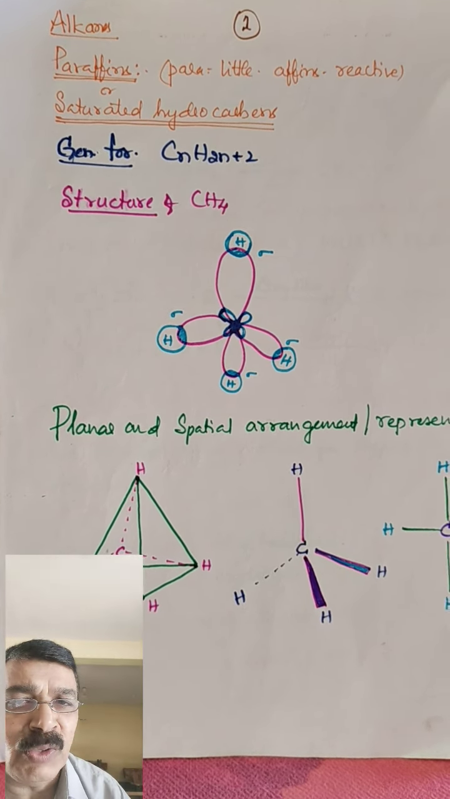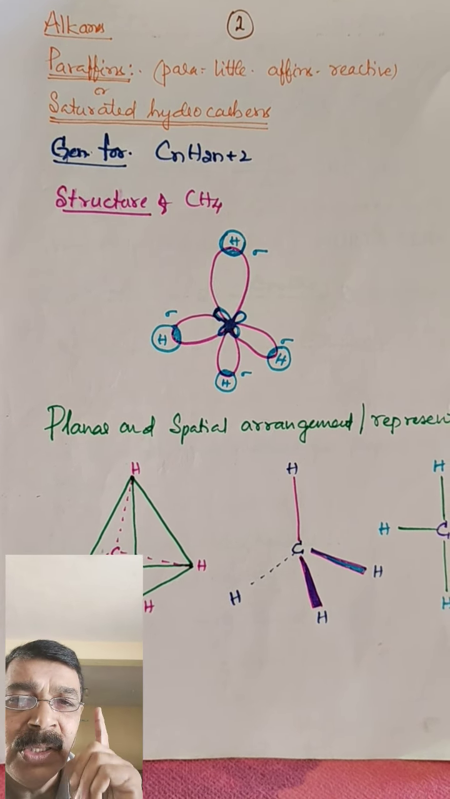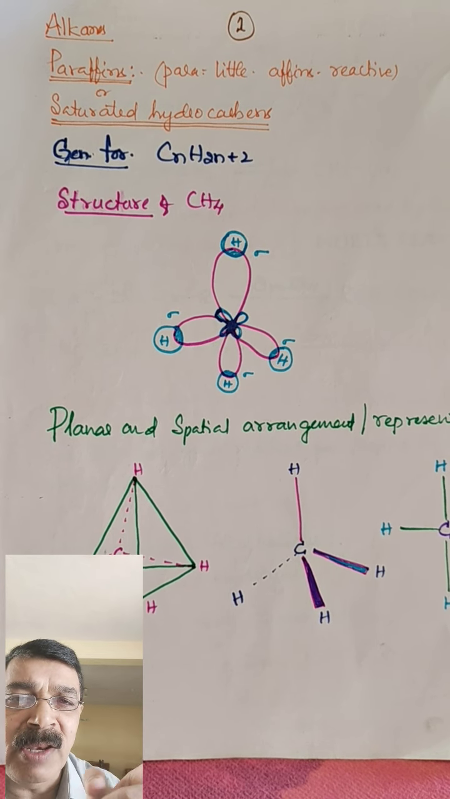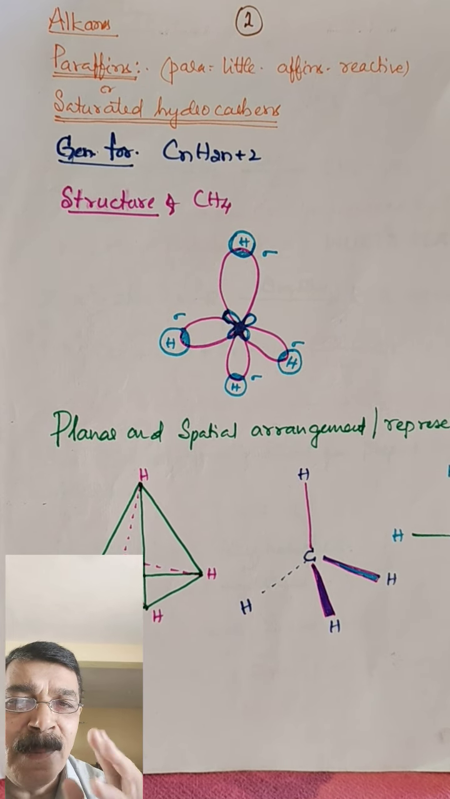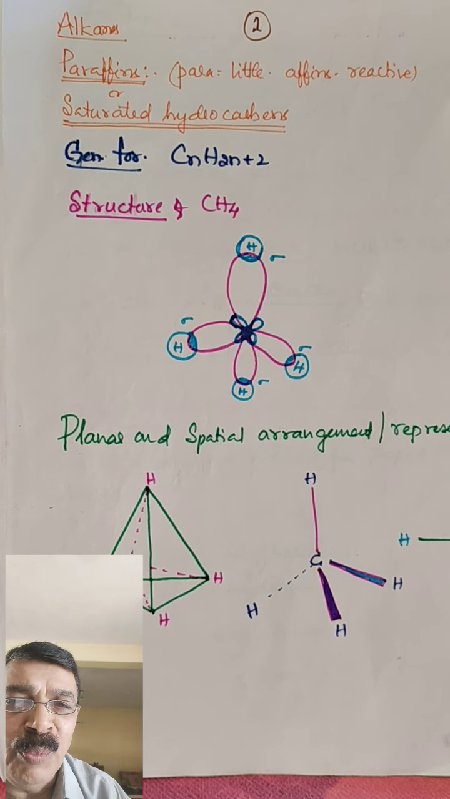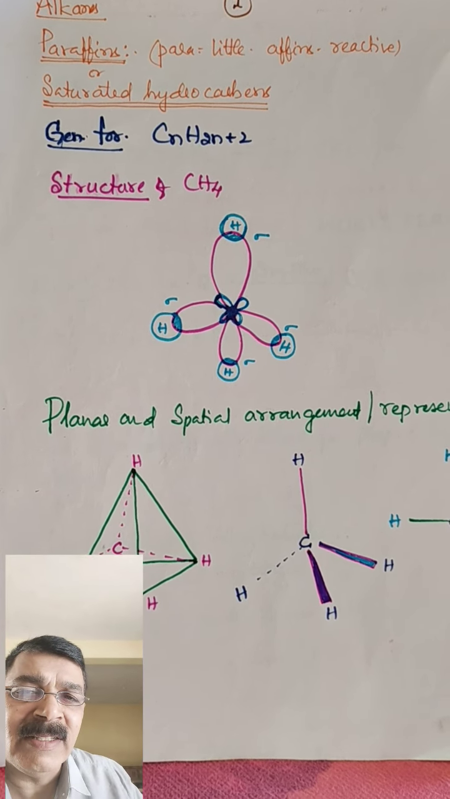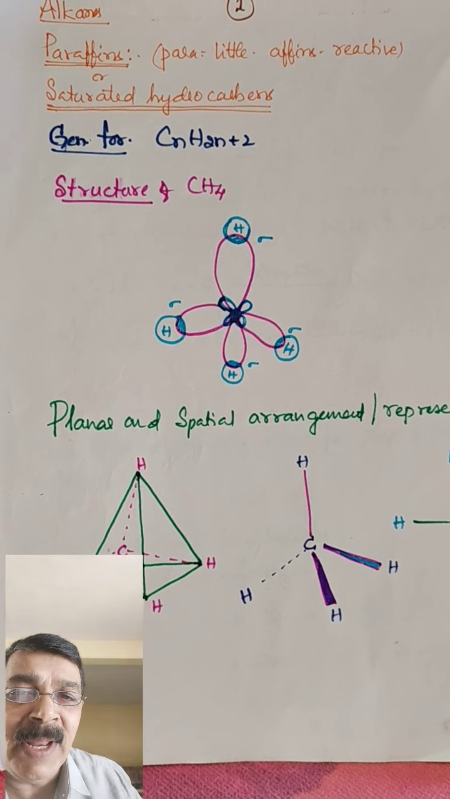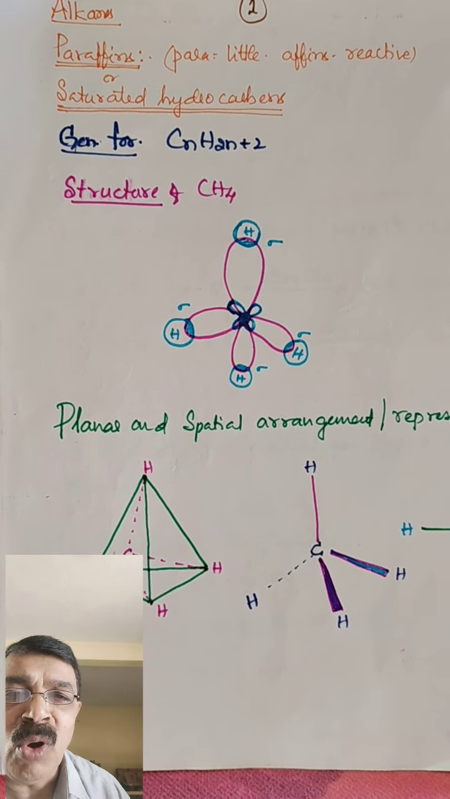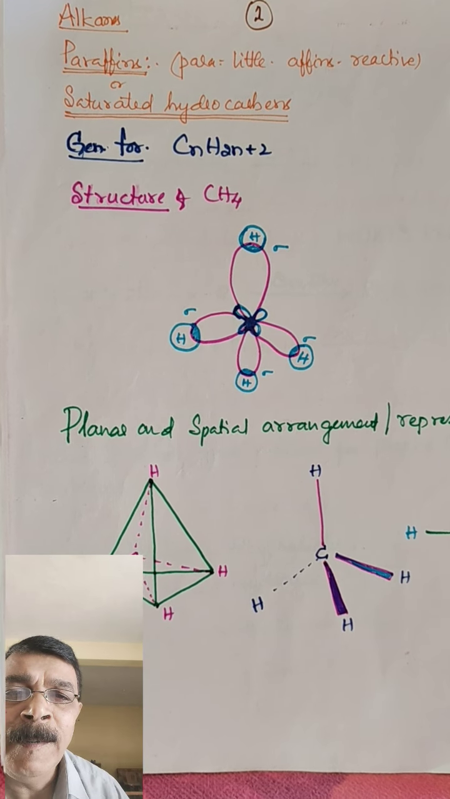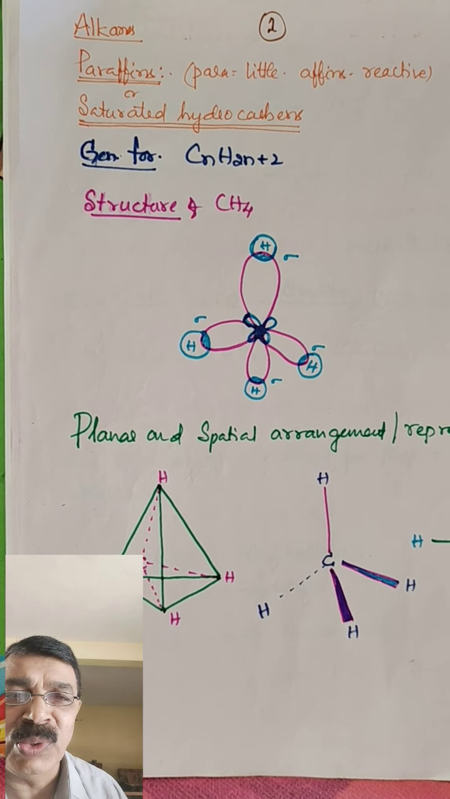The general formula is CnH2n+2. Instead of n, you substitute carbon atom 1, carbon atom 2, carbon atom 3. Then you get compounds like methane, CH4, ethane, C2H6, propane, C3H8, butane, C4H10, pentane, C5H12, hexane, C6H14, heptane, C7H16, octane, C8H18, nonane, C9H20, then decane, C10H22. So those are the members.